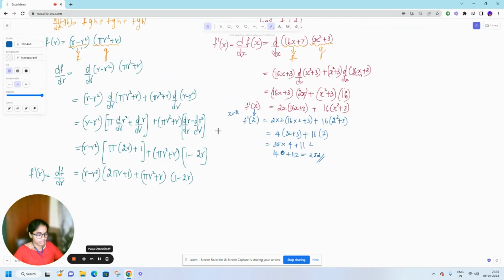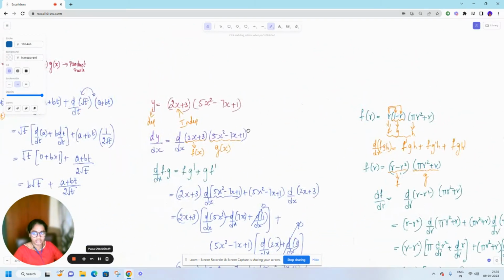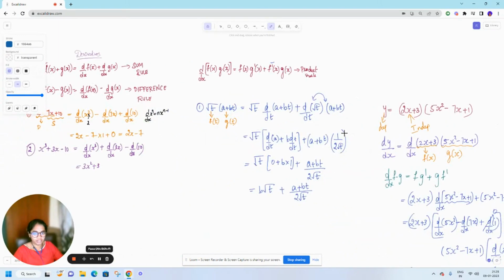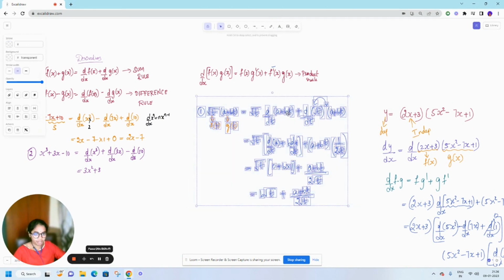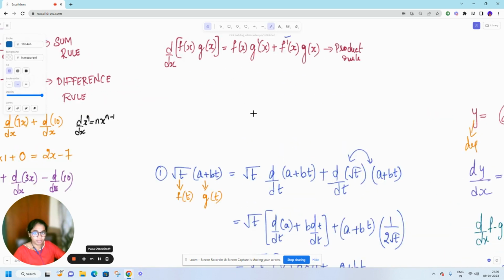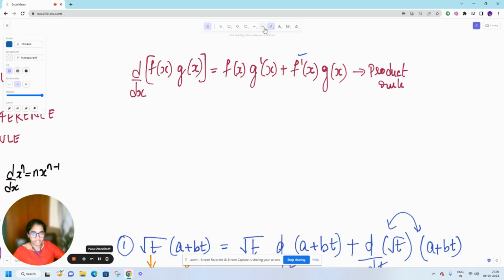Yes, moving on to our next concept. Say they have given you a function and they are asking you to find the derivative, and that function is in the form f divided by g. Then we apply the quotient rule. Okay, so let me write that down. Suppose you have a function in the form d by dx of f of x divided by g of x.